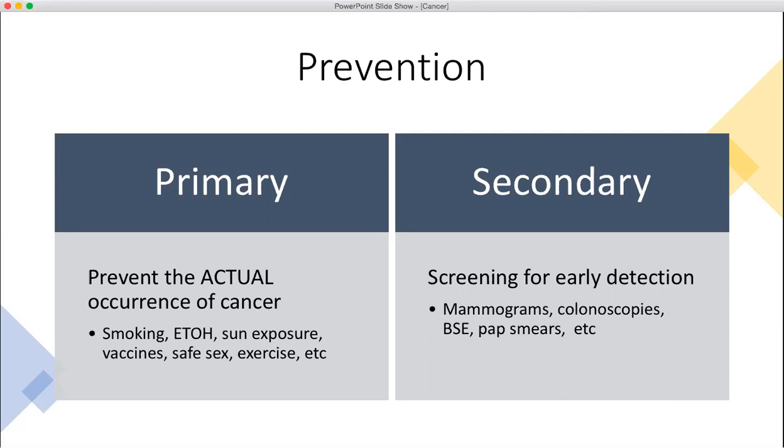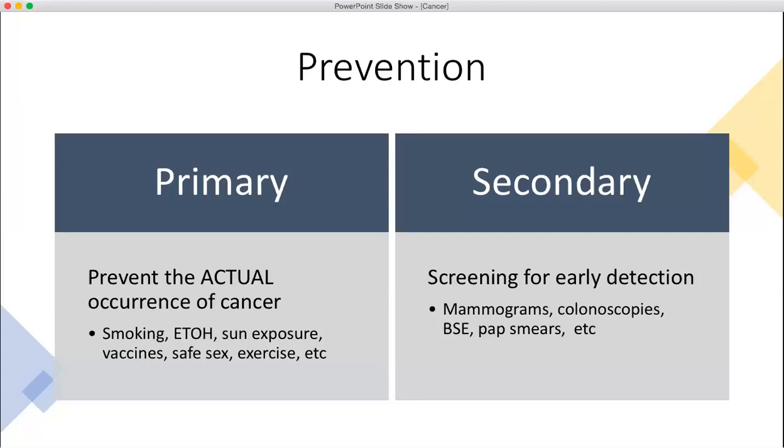Exercise is always important just to keep the body healthy, that kind of thing. But ultimately what primary prevention does is we're just doing everything we can to prevent cancer from occurring. This is where a lot of public education programs come into place, public health, Healthy People 2020, or Healthy People whatever year you want to talk about. There's going to be a new one coming out soon, if not already. But anyway, I digress.